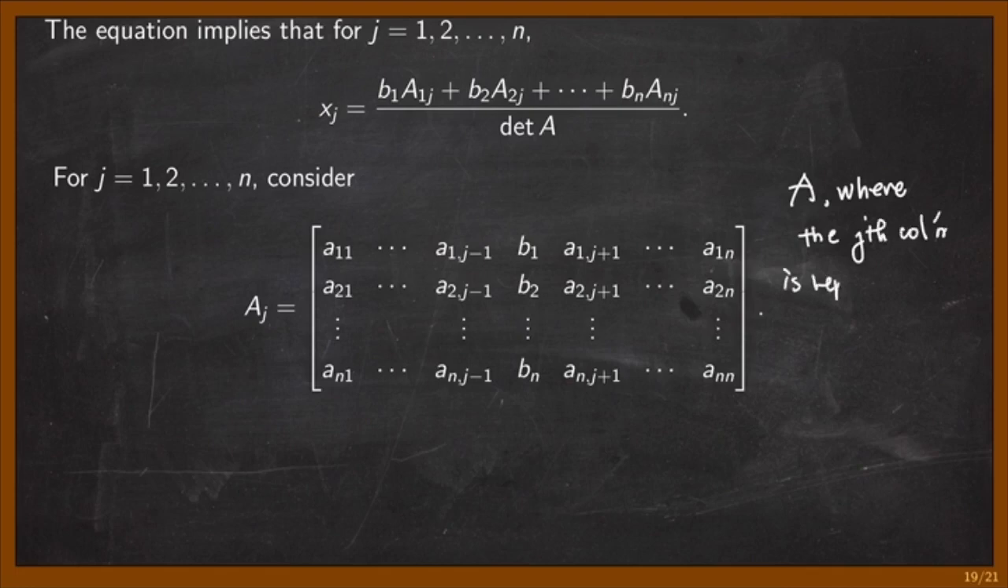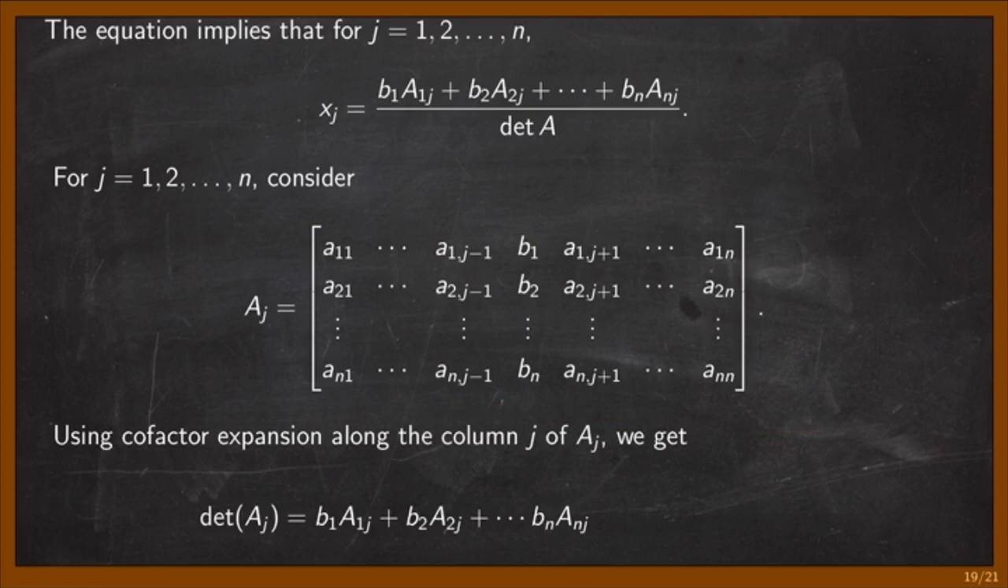is replaced by B. So how do we describe A_j? A_j is just the matrix A where the jth column was replaced by the column B. So this is now the column B placed in the jth column position of the original matrix A.